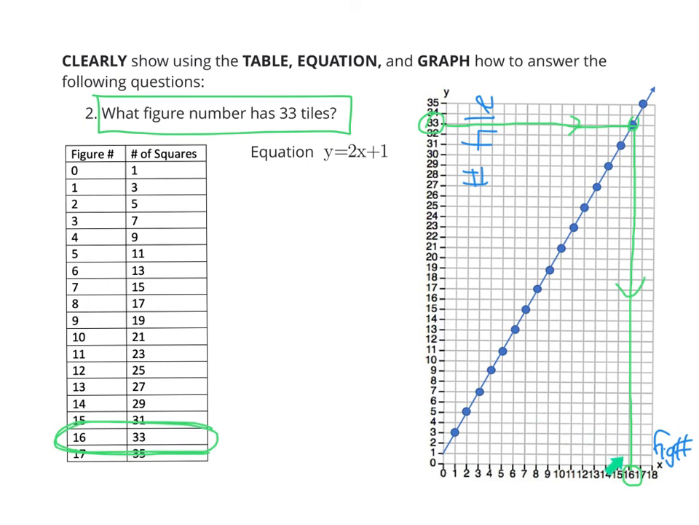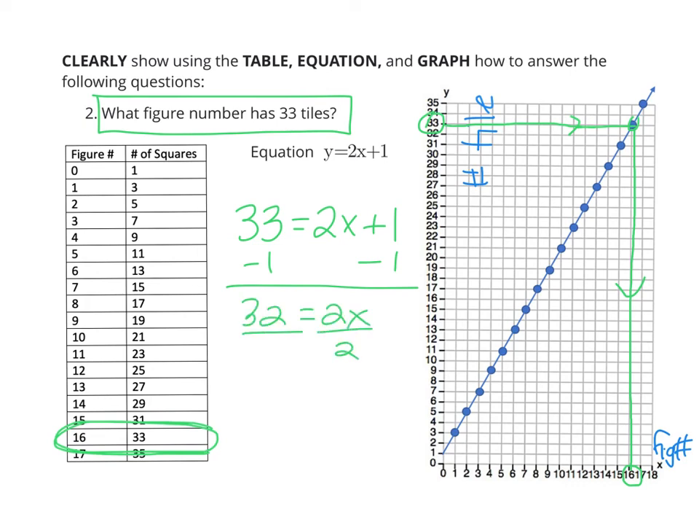Does that match what I found on my table? So far, yes. My table and my graph match. So now let's try it with the equation. Which variable am I plugging in for, and which one am I trying to find? All right, if I have 33 tiles, I know that represents the y. So I'm going to plug in 33 for the y, and I'm going to work backwards to figure out what my x is. So we're going to subtract 1. We get 32 equals 2x, and I'm going to divide by 2, and I get x equals 16.